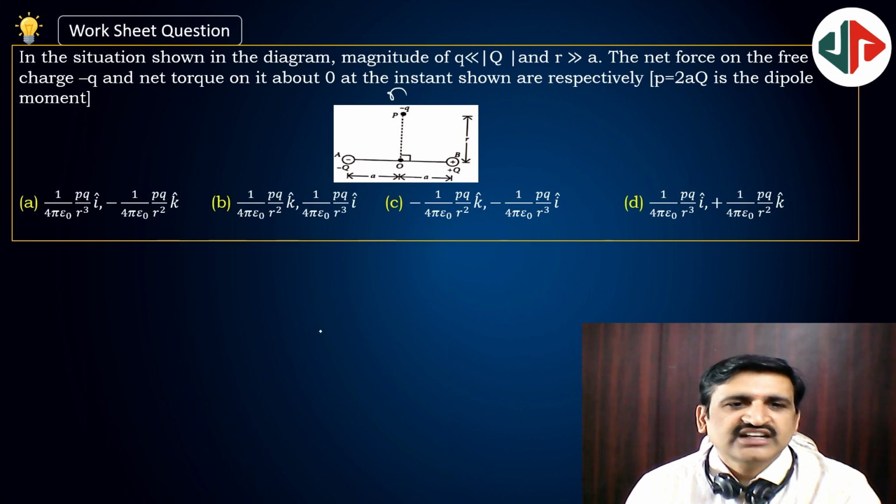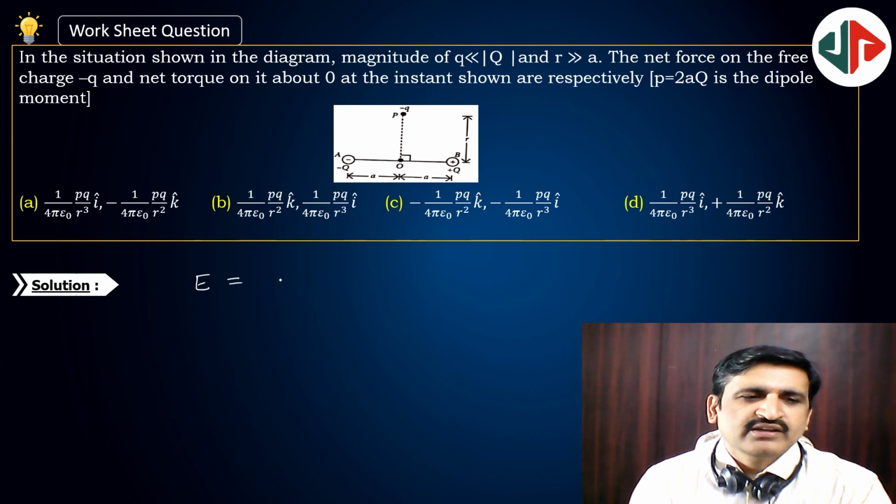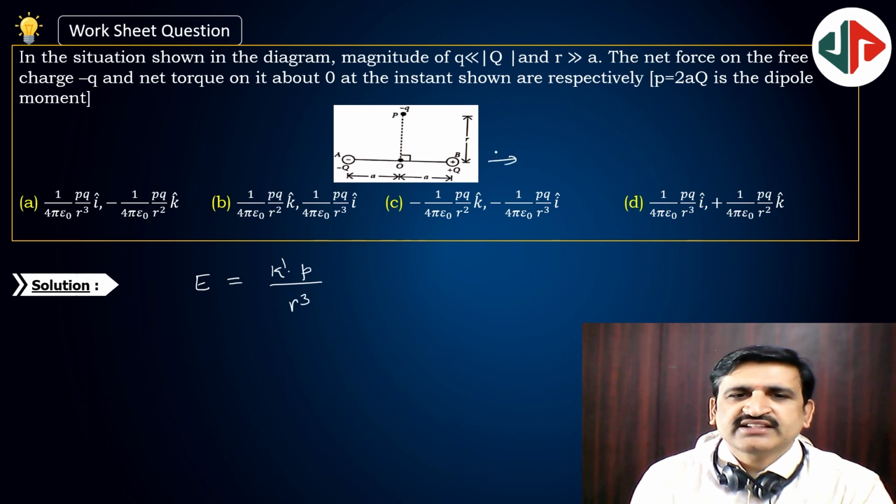Distance is large and it's a dipole. No, not a dipole. Why? Because one charge is small and one is a bigger one. So that's why. Field on the equatorial line, E is equal to k dash p by r cube. The direction is, this is here like this and here will be this way. This way means minus i cap.